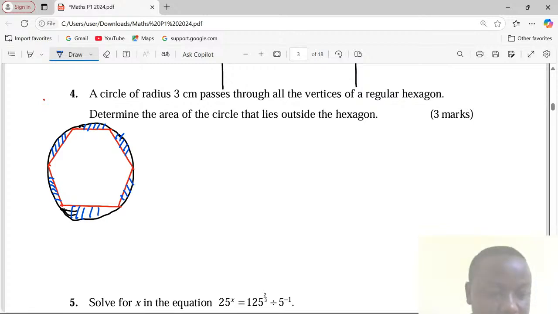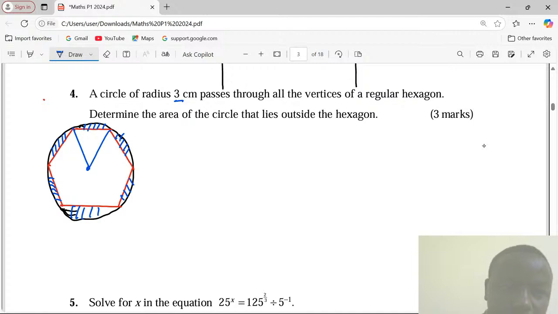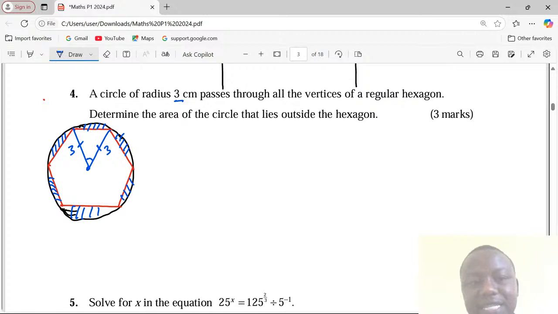So what we're supposed to know here is that because the radius of the circle is 3 centimeters, then to the center, we can now connect and say now we have radius 3 centimeters, 3 centimeters. Then the angle at the center, in a hexagon we can subdivide into 6 equal triangles, then we can get the angle at the center.